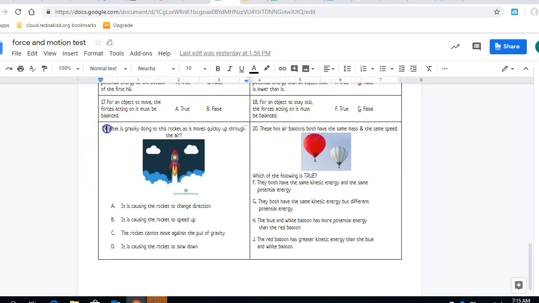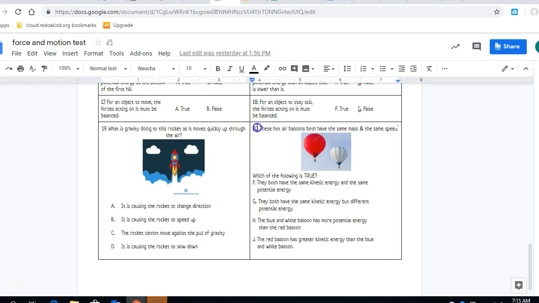Number 19, what is the gravity doing to this rocket as it moves quickly up through the air? What is gravity doing to this thing? Is it A, that it's causing the rocket to change direction? Is it B, it's causing the rocket to speed up? Is it C, the rocket cannot move against the pull of gravity? Or is it D, it is causing the rocket to slow down? What is gravity doing to this? Remember what direction gravity pulls you.